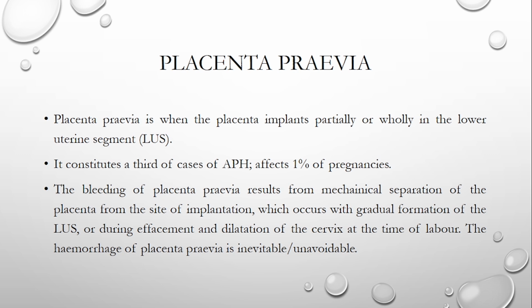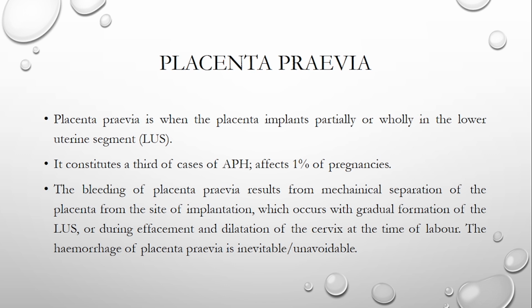Placenta previa. Placenta previa occurs when the placenta implants partially or wholly in the lower uterine segment. This constitutes about a third of antepartum hemorrhage. And placenta previa itself affects about 1% of all pregnancies.